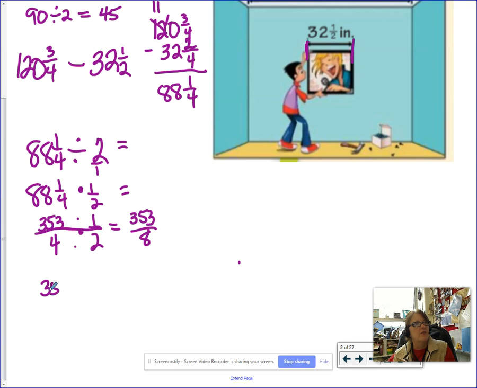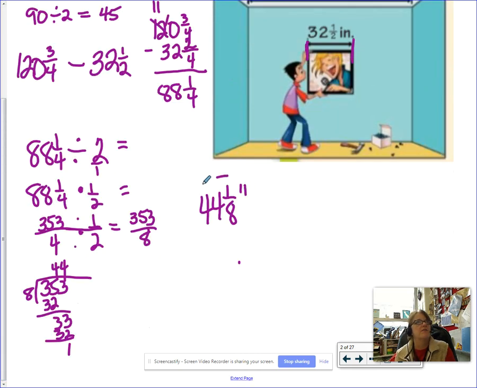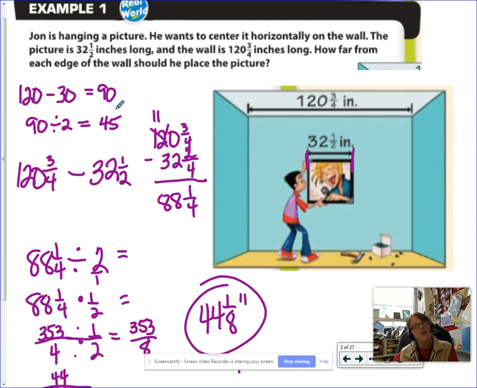If I took 353 and divided by 8, I'm going to get 40 something. 44 and 1/8 because I had a remainder of 1. 44 and 1/8 inches. Inches, right? Yep. Inches from each one. So my estimate was about 45.